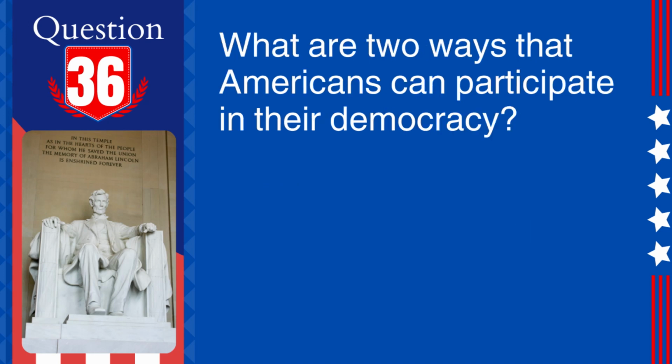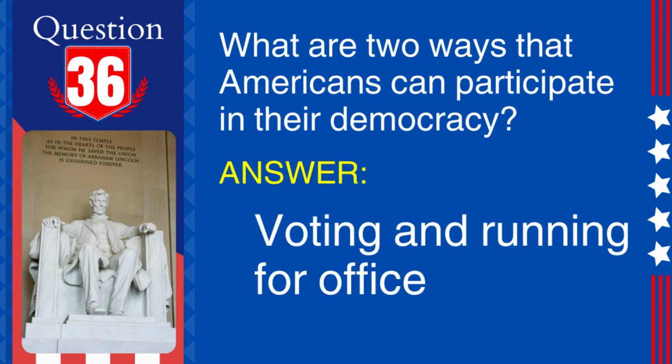36. Question. What are two ways that Americans can participate in their democracy? Answer. Voting and running for office. Explanation. By voting in elections and running for public office, American citizens can actively participate in their democratic system.